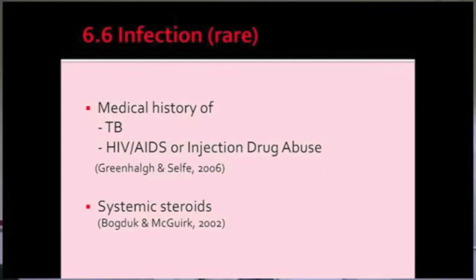Infections are quite rare, and these are TB, HIV, AIDS, or injection drug abuse. Although I've said they're rare, it does depend on the context, and deprived inner city areas are more likely to see more of these kinds of patients than perhaps some of the more leafy green suburban and rural areas. Okay? And patients that have abused systemic steroids in the past may also suffer from some sort of infection.